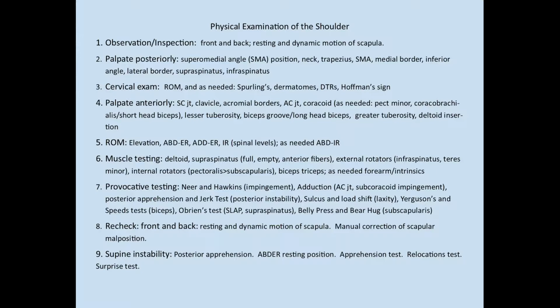At this point, I make another look anteriorly and posteriorly to see if the position of the shoulder and scapula have changed. I will also have the patient elevate and lower the shoulder while viewing posteriorly to observe the dynamic motion of the shoulder and scapula. If there is malposition, I will manually correct the malposition and retest. If there is an improvement or resolution of symptoms with this manual maneuver, I make note of that.